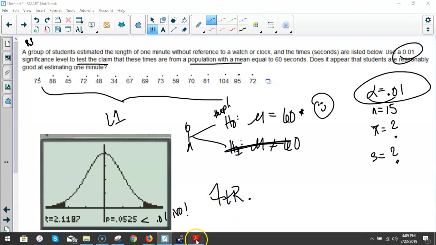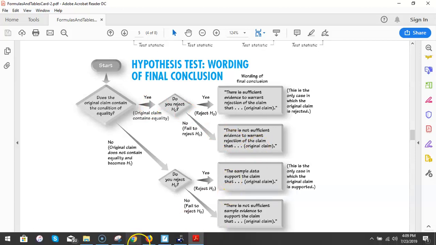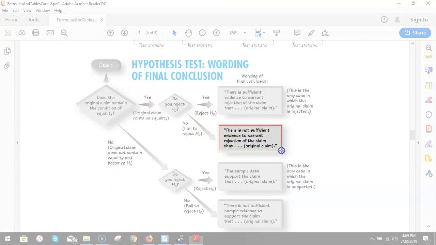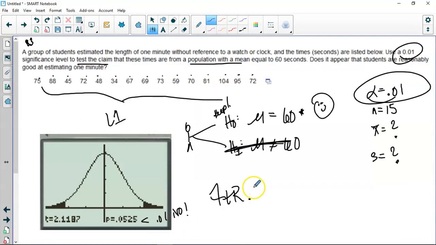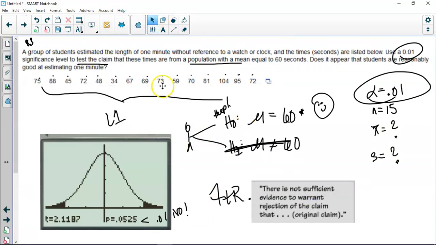And then we're going to go to the magic sentence. Did your original claim contain the equality? Yes, it did this time again. Did you reject the null? No. There is not sufficient evidence to warrant the rejection of the claim. So basically, I'm not wrong. You don't get to say you're right. You get to say, I'm not wrong. Like somebody did not prove you wrong. So that is the two types that you're going to see in 8.3.